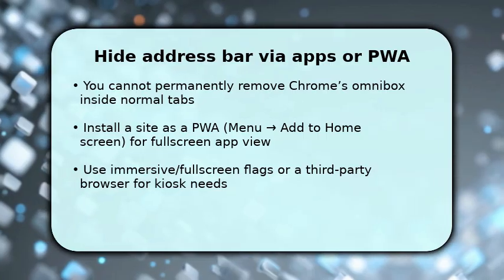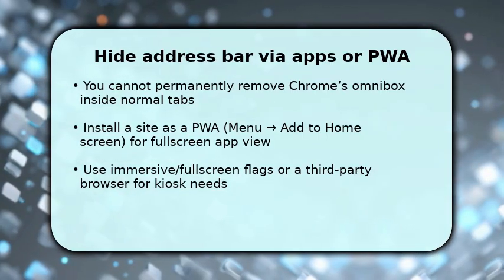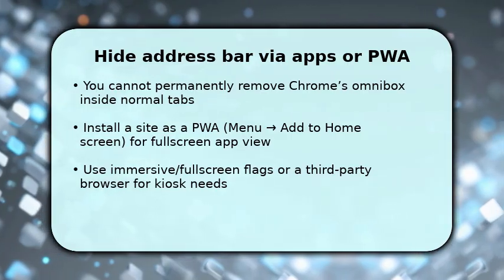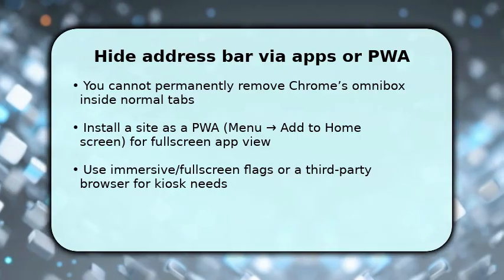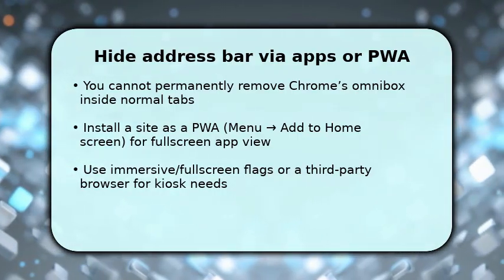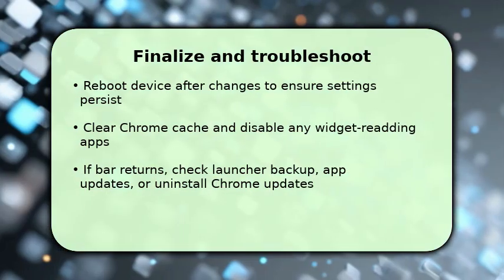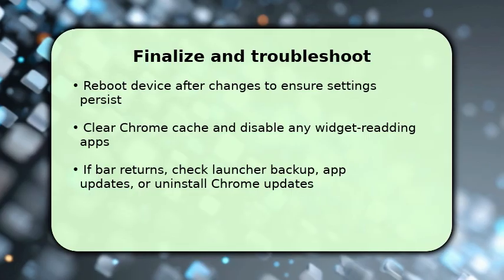If you need broader full-screen browsing, enable immersive flags in chrome://flags, or choose a browser that supports kiosk or UI-less modes. Make sure to test the PWA launch. It gives a clean, address bar-free window for specific sites. Finish by rebooting the phone to lock in changes and clear Chrome's cache if you see odd behavior.